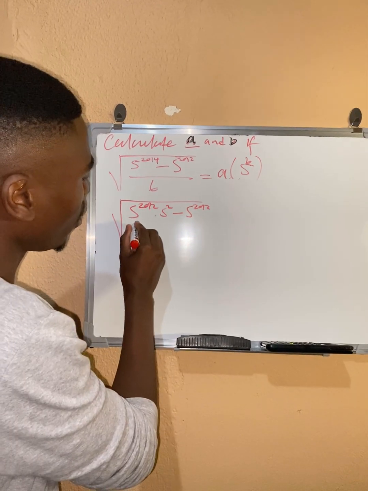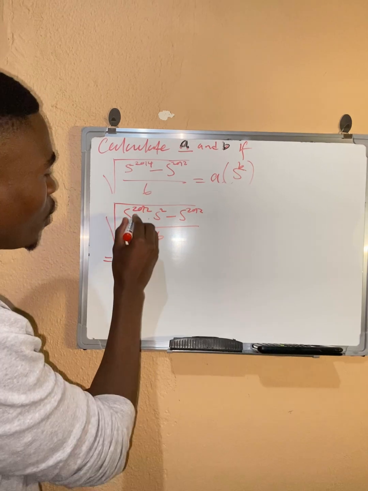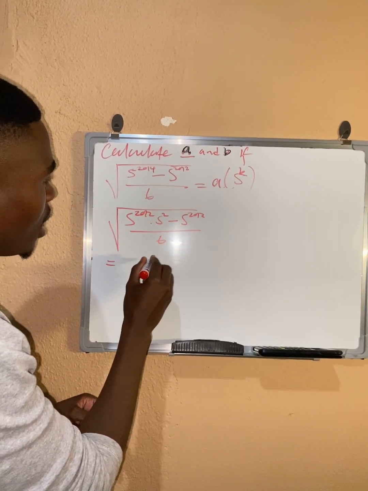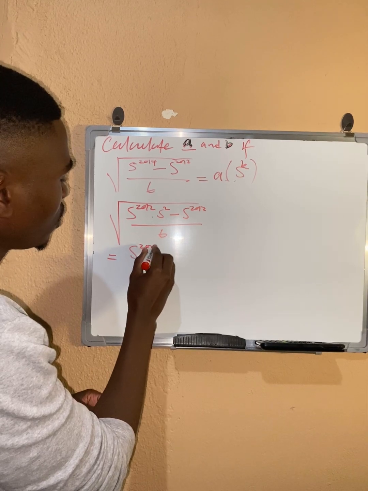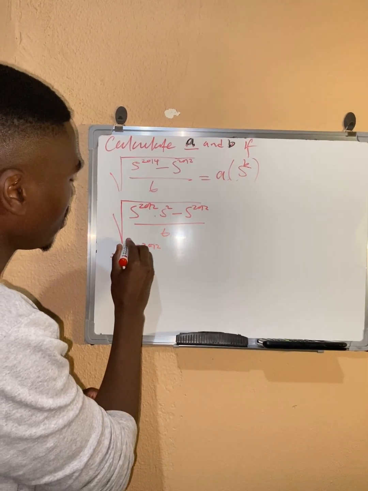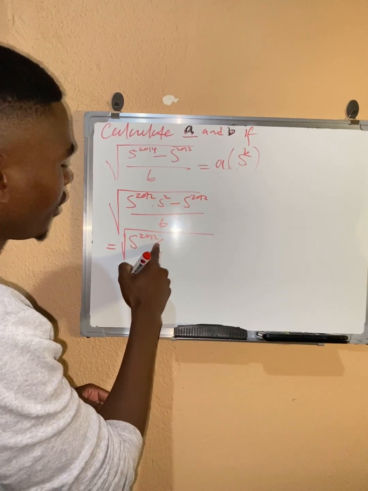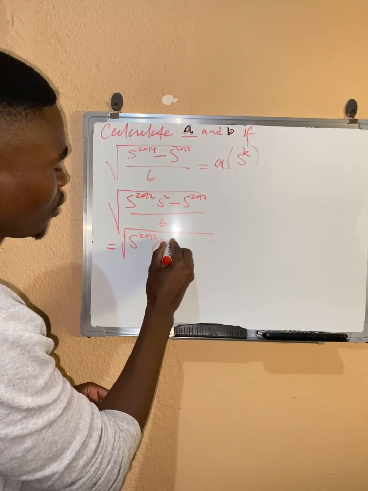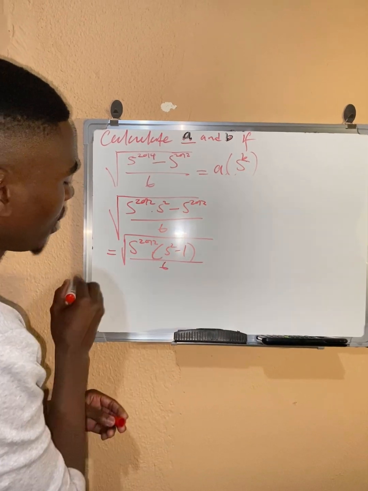So now we divide everything by 6. So now we're gonna have 5 to the power 12, then into, it's our common factor there. So now we're going into 5 to the power 2 minus 1. So now we divide everything by 6 there.